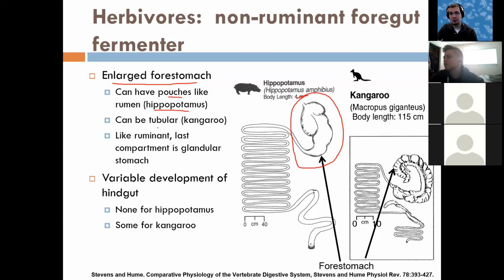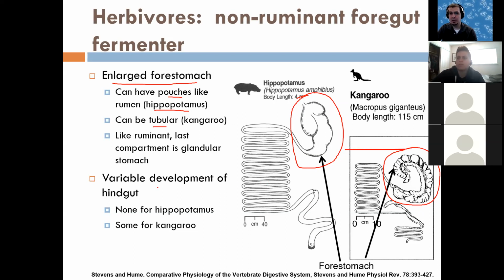The forestomach can look different, though. It can be tubular, like in the kangaroo. So in the kangaroo, we have the enlarged forestomach. It almost looks like its cecum and colon is put before the small intestine. One similarity between these different foregut fermenters is that the last compartment is a glandular stomach. You always see that. Every mammal has a glandular stomach.